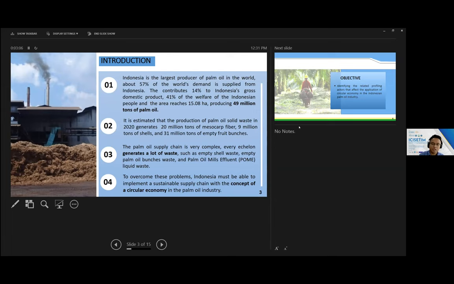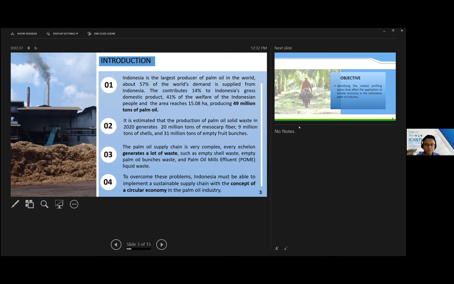Besides that, there are effects of the palm oil industry. The palm oil industry generates waste. It is estimated that the production of palm oil generated solid waste in 2020 of 2 million tons of muscle fiber. Muscle fiber is one of the wastes from palm oil. And then 9 million tons of shells and 31 million tons of empty fruit bunches.